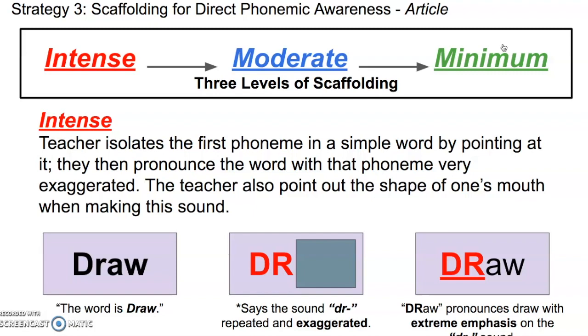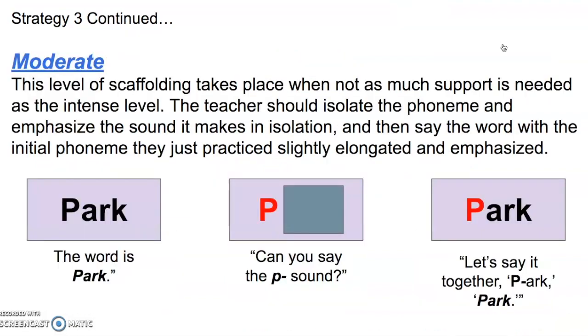So at the bottom of the page is an example. The word is draw, and then in red, she covers up the rest of the word and looks at the phoneme dr, and she says the sound dr, and she will repeat it and exaggerate it. And then finally, she'll say draw, but she'll pronounce it with extreme emphasis on the dr sound. She would keep repeating it until they have an idea of what the dr phoneme sounds like. So that's for intense scaffolding.